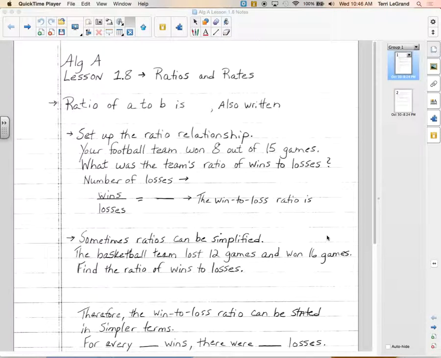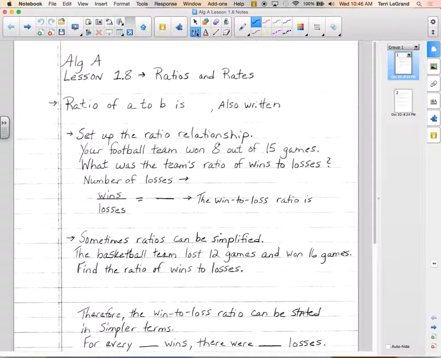Today we're going to deal with ratios and rates, okay? So the ratio of A to B, there's different ways that you will see it written. One of the ways is you can use the word to, T-O.